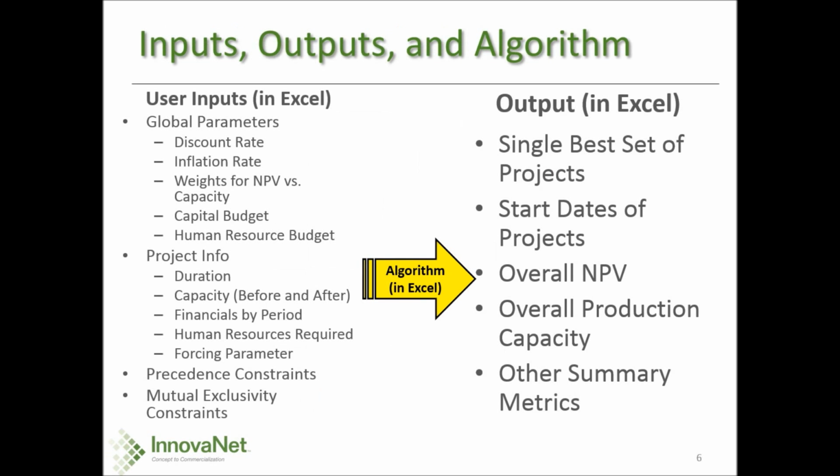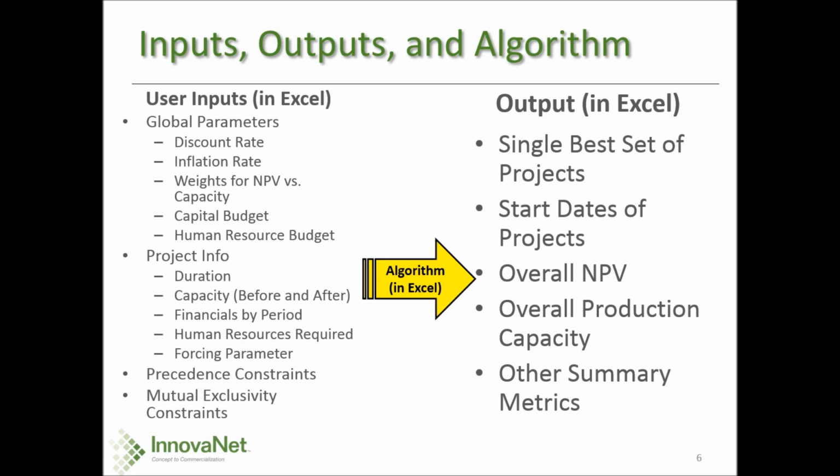Here is a high-level view of what the model looks like from the user's perspective. The model resides in Microsoft Excel, so the input data and output data is in Excel. The primary advantage is that users get the familiarity of the Excel interface, and cells can be linked to other spreadsheets. As far as inputs, the user has to specify some global parameters, including discount rate, inflation rate, and annual budgets. The model also allows the user to specify relative priorities for the different objectives.